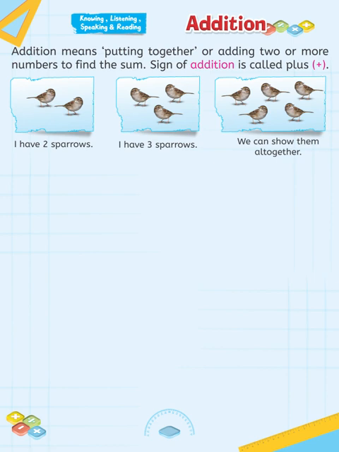Look at these pictures. I have two sparrows. I have three sparrows. We can show them all together. We use plus and equal to write it. How many sparrows are there all together?